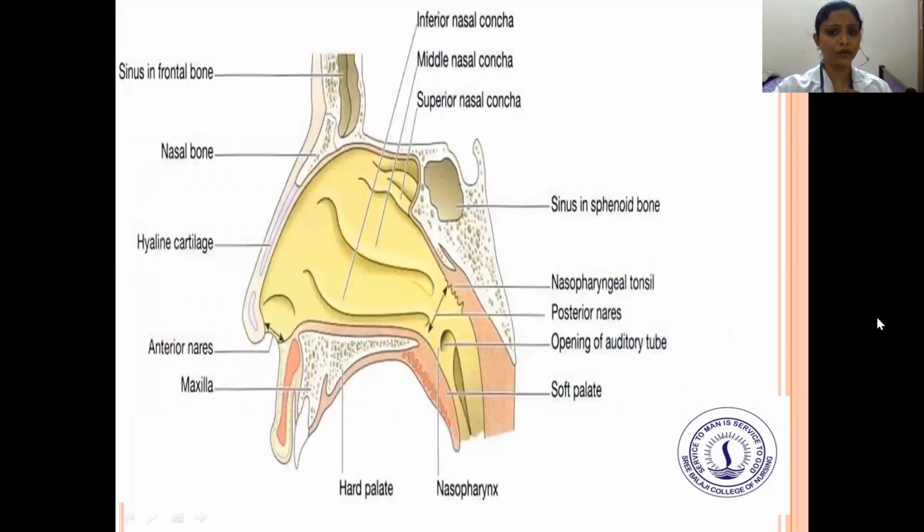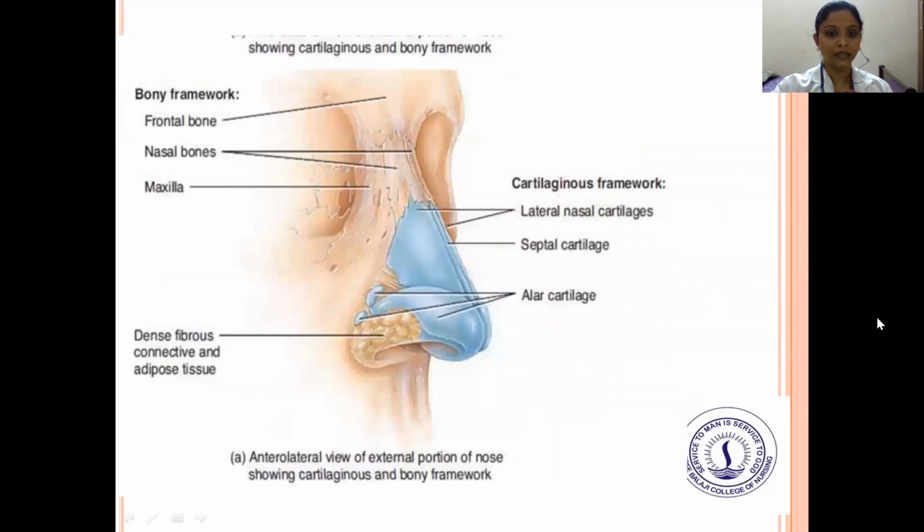In this picture, you can see the inferior nasal concha, sinus in the sphenoid bone, nasopharyngeal tonsil, opening to an auditory tube, soft palate, nasopharynx, hard palate, maxilla, anterior naris, hyaline cartilage, nasal bone, and sinus in the frontal bone.